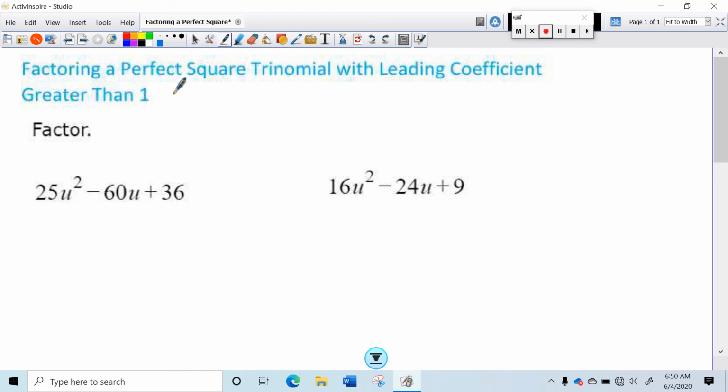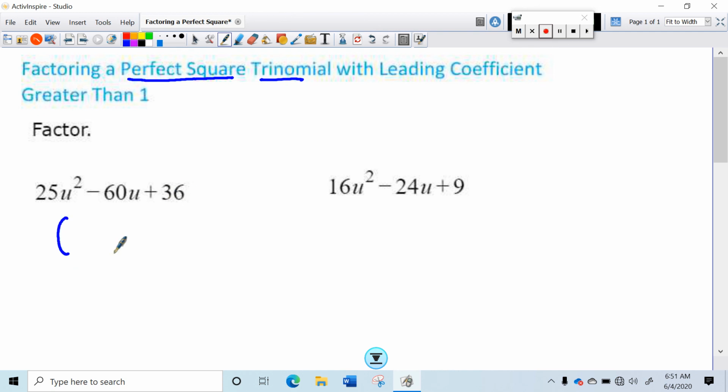To factor perfect square trinomials, it has to be a trinomial. It has to have 3 parts. And the first and last number have to be perfect squares. So you ask yourself, what times what equals 25? It's got to be the same number. So the square root of 25 is 5, because 5 times 5 equals 25. And you have your u that's squared. And then the last term is square root of 36 is 6.